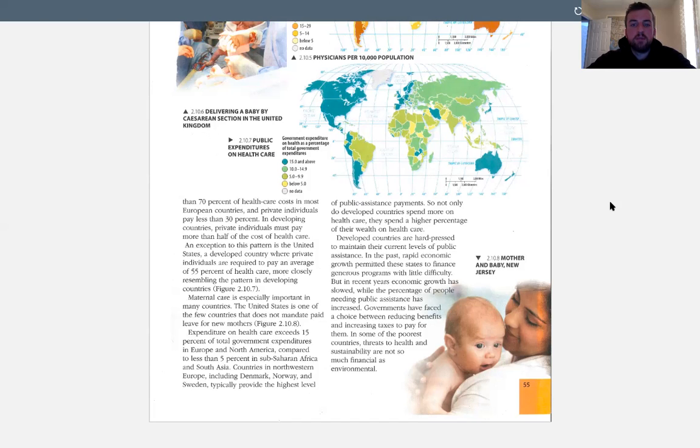In the past, rapid economic growth permitted these states to finance generous programs with little difficulty. But in recent years, economic growth has slowed while the percentage of people needing public assistance has increased. Governments have faced a choice between reducing benefits and increasing taxes to pay for them. In some of the poorest countries, threats to health and sustainability are not so much financial as environmental.